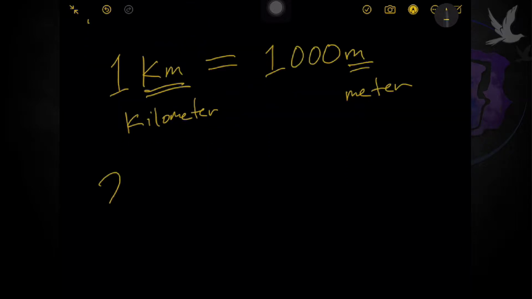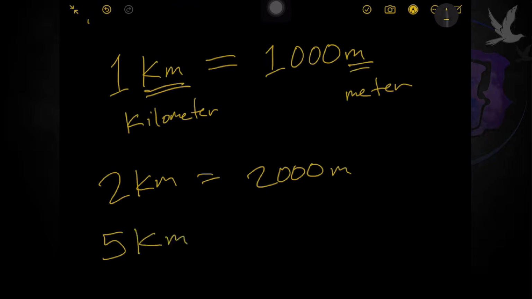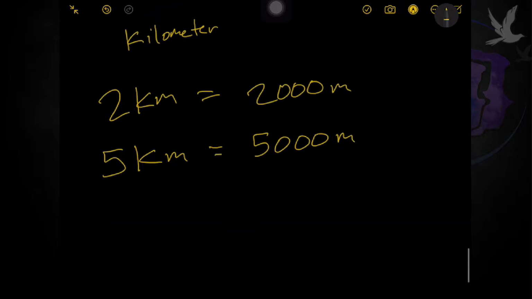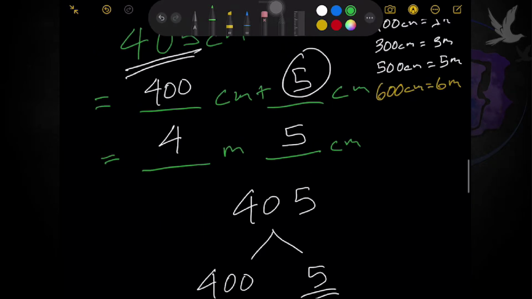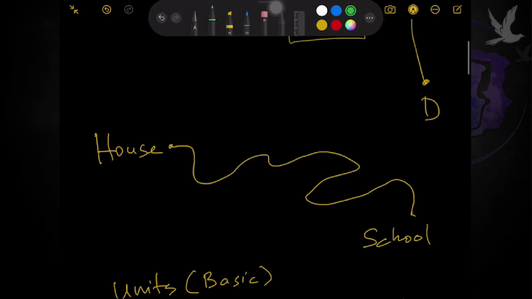Ibig sabihin, if we have 2 kilometers, it is equivalent to 2,000 meters. If we have 5 kilometers, it means we have 5,000 meters. If we have 10 kilometers, that's equivalent to 10,000 meters. Napapansin nyo ngayon, earlier, if we were only comparing 2 zeros, 2 decimal places, ano yung sa taas? Going back.